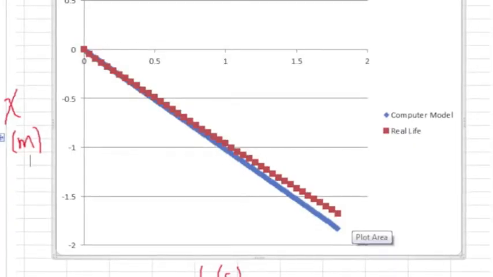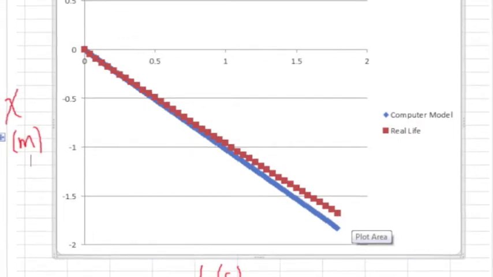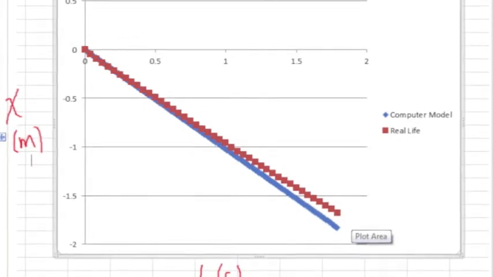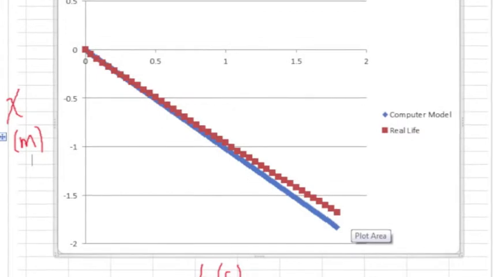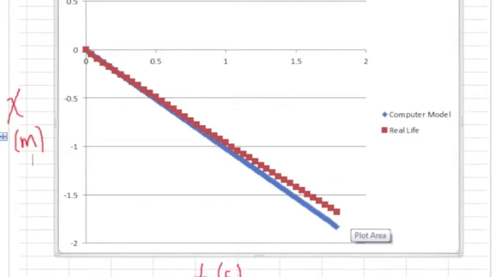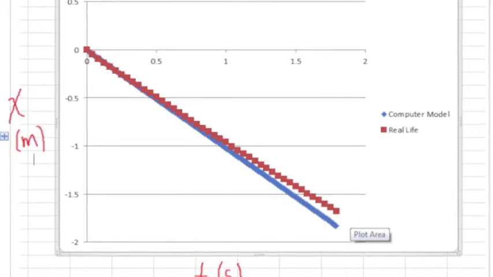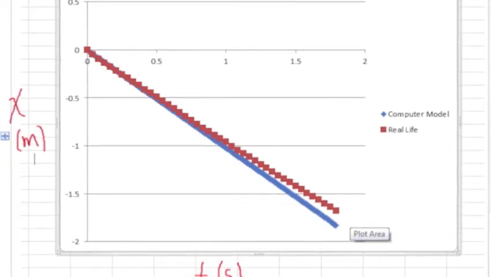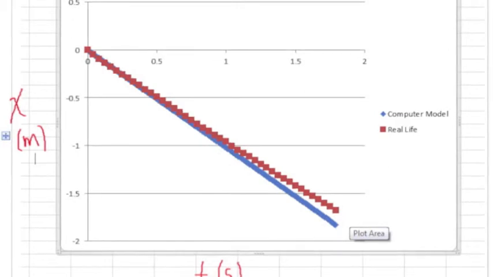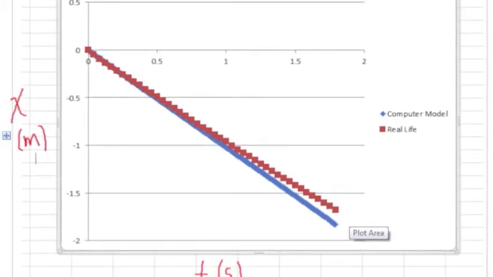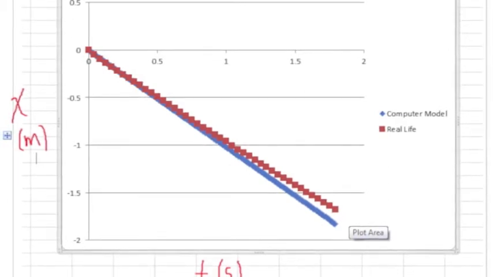I plotted the data points from my observed motion and from my computer model on the same graph and compared their similarity. As you can see, my real-life data lines up almost perfectly with my computer model. Near the end of the time frame, however, the observed motion's velocity is slightly lower than that of the computer model. This can be attributed to the friction between the pool table and the ball.